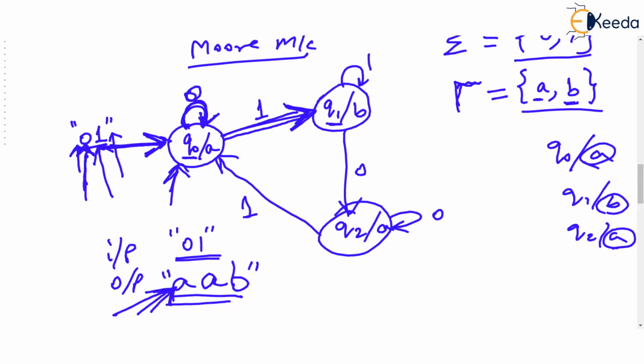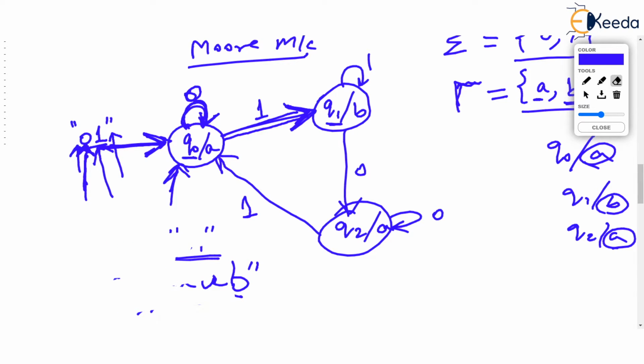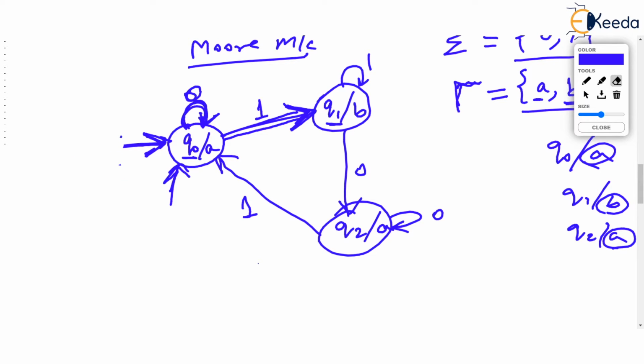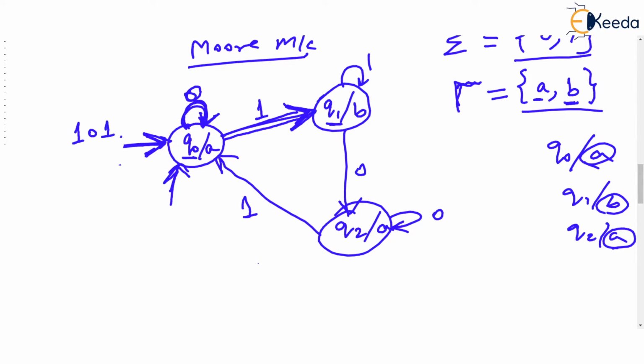Okay, let's see one more example with the same diagram so that it is understood how this Moore machine is giving the output. Here we go. Suppose I give some arbitrary input 1, 0, 1. Let's say this is the input. Input is made up of zeros and ones. Now, machine starts in Q0.